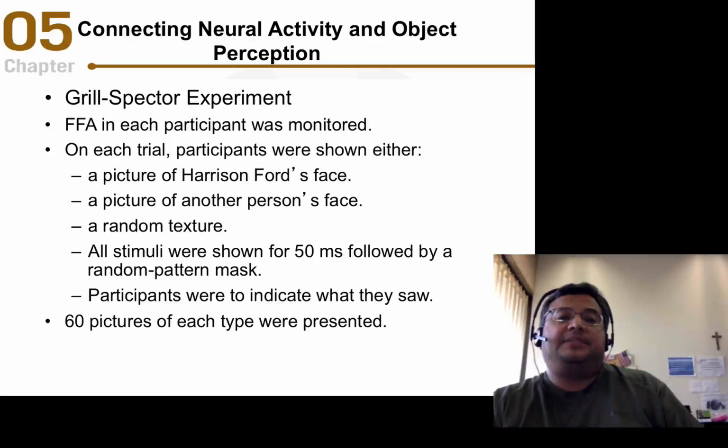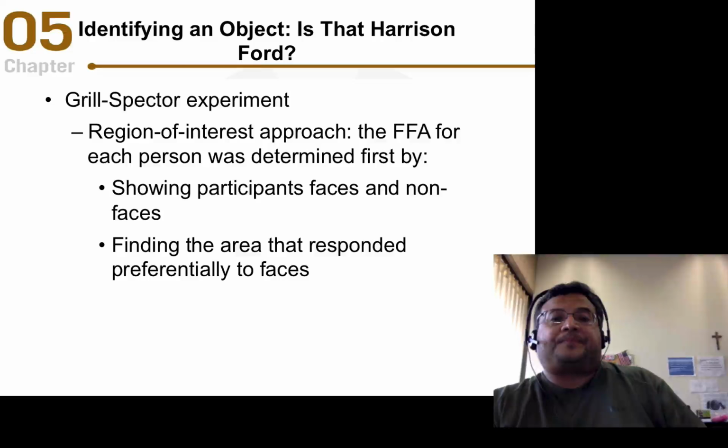And so they had 60 pictures like this that were presented, one right after the other. They would flash it for 50 milliseconds, then the random mask, and then they would say, okay, what did you see? They found that the fusiform face area only responded to faces.